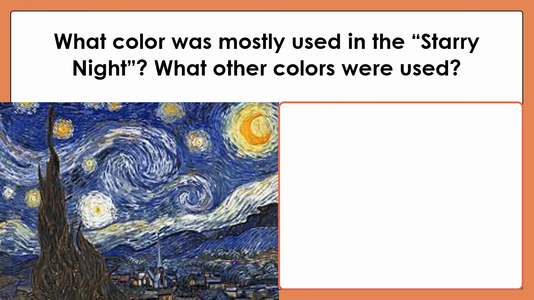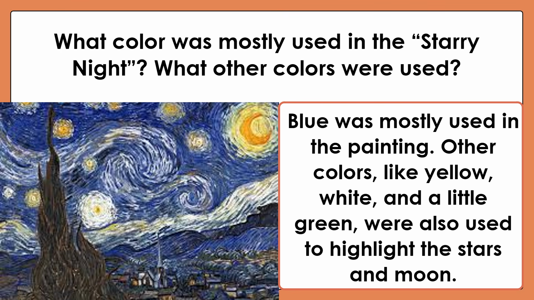What color was mostly used in the starry night? What other colors were used? Possible answer: blue was mostly used in the painting. Other colors like yellow, white, and a little green were also used to highlight the stars and the moon.